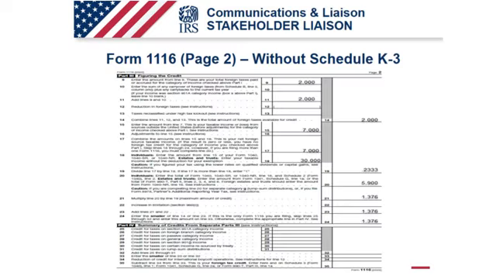When we move to the next page of the 1116, you'll see in Part 3, we've carried over the $2,000 of foreign taxes that were paid. That shows up on lines 9 through 14. Line 15, now we see the carryover number of $7,000, that's the foreign source income. That carries down to line 17 without adjustment. So line 17 is the foreign source income. Line 18 is your total worldwide income, including foreign and U.S.